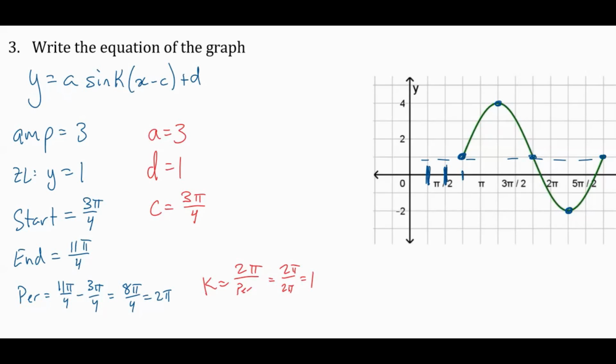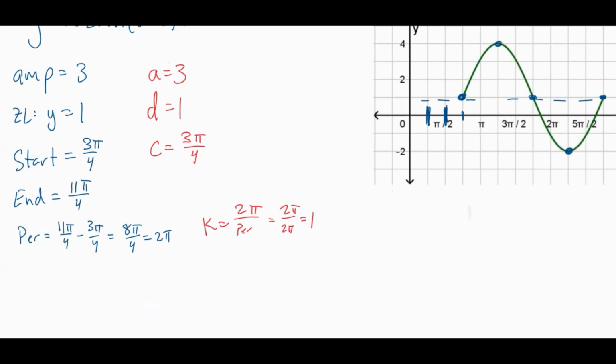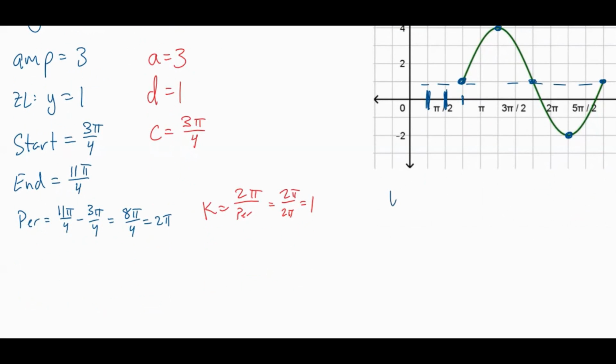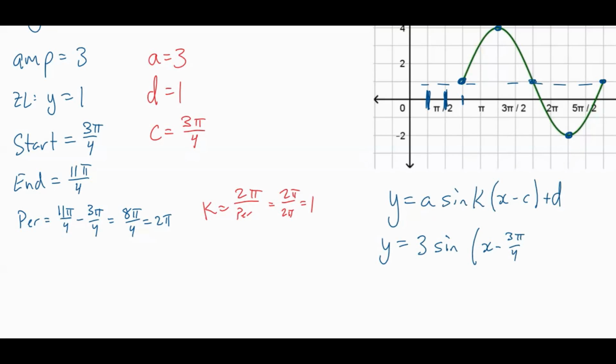Okay, and so we have y equals A sine of K times (x minus C) plus D. So again, always go back and double check. There's no reflection, so A is positive. K is 1. x minus 3 pi by 4, plus D, which is 1. Feel okay about that?